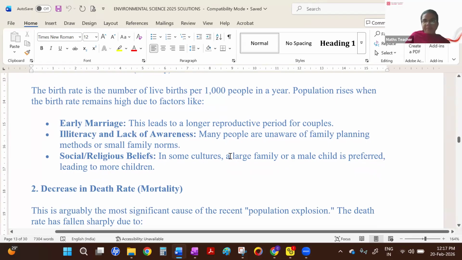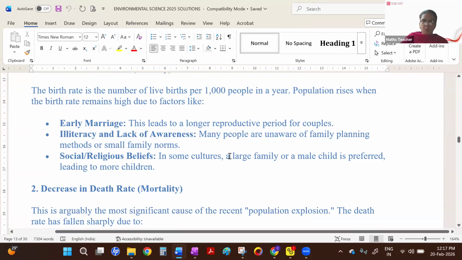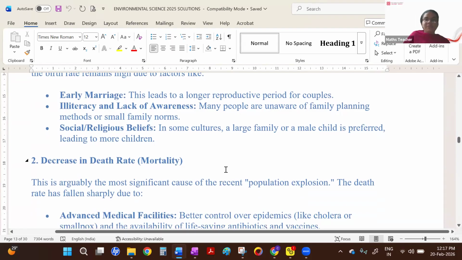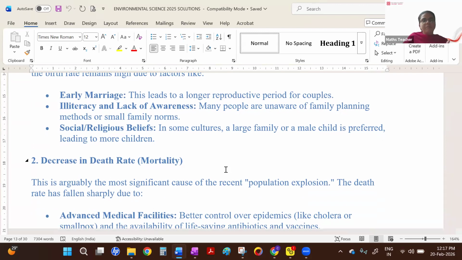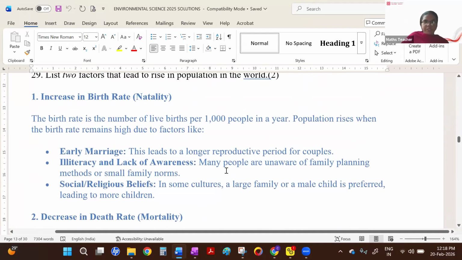Illiteracy and lack of awareness. People who don't have a good education lack awareness about contraceptive methods and all of these things, so the couple may have a lot of children. And then social and religious beliefs. In some cultures, a large family or a male child is preferred. This is a common trend, particularly in Asian countries. For example, if a family has two or three girls, they will continue having children just to get a boy. It is a social belief in the families. All of these are factors that contribute to the increase in the population.